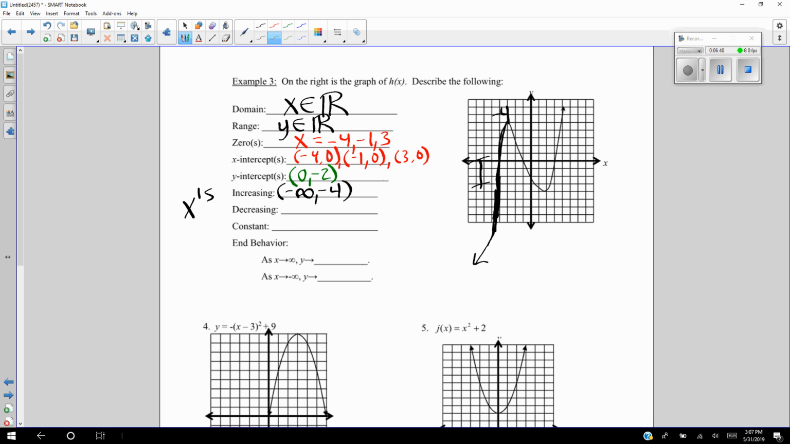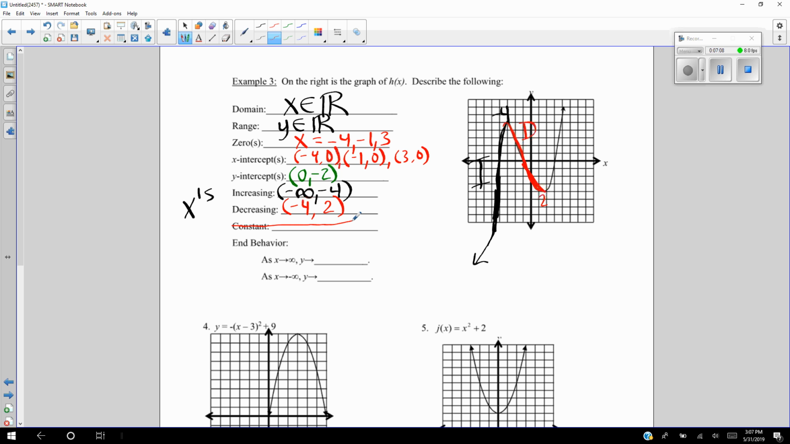All right, and then that middle section, we don't have a constant section here, but we do have a decreasing section, because that section is going downhill from left to right. And it's decreasing from negative 4, and again, this one's close, but it looks like it stops decreasing at about x equals 2.